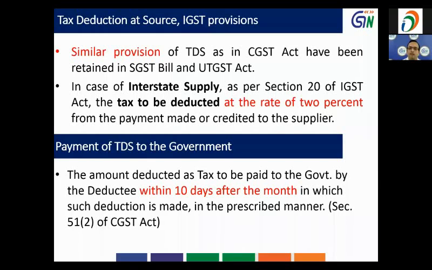Then, after deduction of tax, what is to be done by the deductor? The deductor has to pay this particular amount within 10 days after the end of the month in which such deduction is made, in the prescribed manner. This is section 51(2) of the CGST Act. So even if the supply was made earlier or is made later, if you made any deduction in a particular month, you actually pay this tax into the government kitty in the next month.